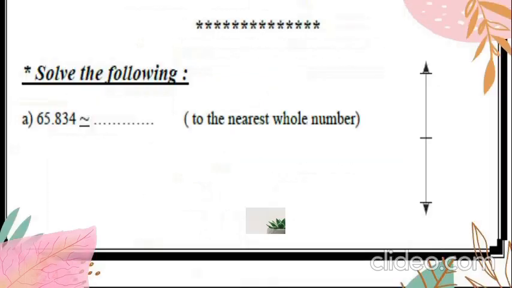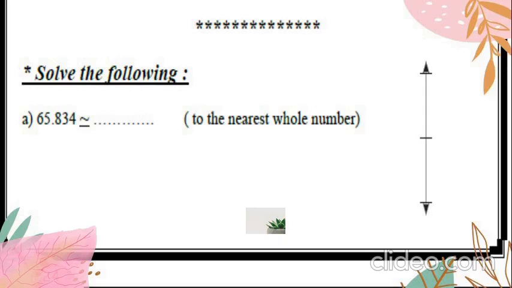Here, in this question, I have 65.834. I need to round this number to the nearest whole. Okay, using midpoint strategy. Let's start. First, I need to find the smaller number and write it down on the number line. How can I find the smaller number?